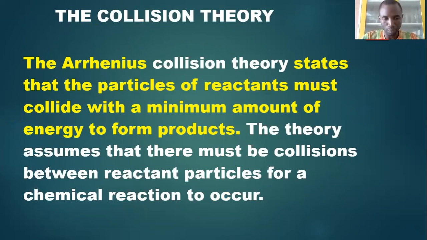What is collision theory? Collision theory states that the particles of reactant must collide with a minimum amount of energy to form products. For a product to be formed, those reactant particles must collide with a minimum amount of energy. It can't just form. There is a minimum amount of energy that is needed. So collision theory assumes that there must be collisions between reactant particles for a chemical reaction to occur. That is what collision theory says, stated by Arrhenius.